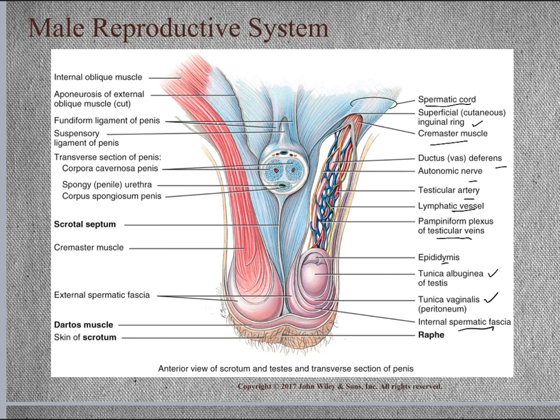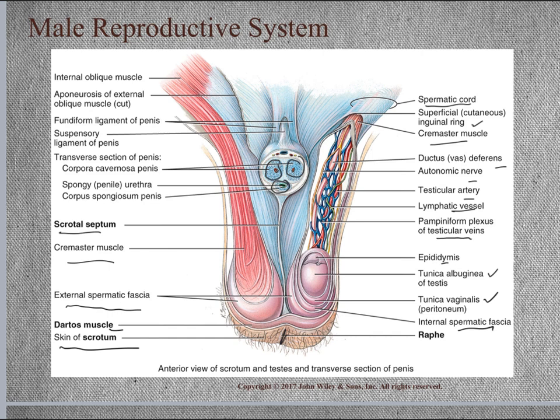We have our raphe. This is that little crease which marks the uniting of the two halves during embryological formation. We have the skin of the scrotum. There's our wrinkling dartos muscle, our external spermatic fascia, cremaster muscle again, scrotal septum, our penile or spongy urethra. We have our corpora cavernosa on top, our erectile tissue, and our corpus spongiosum on the bottom, that's containing the penile urethra.